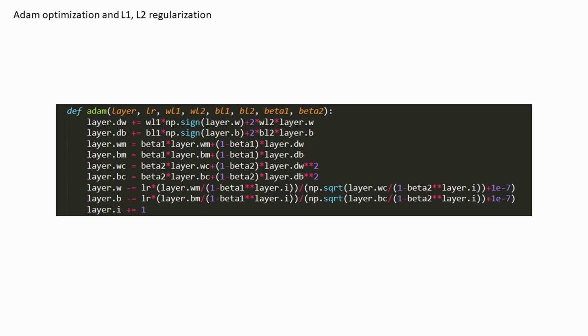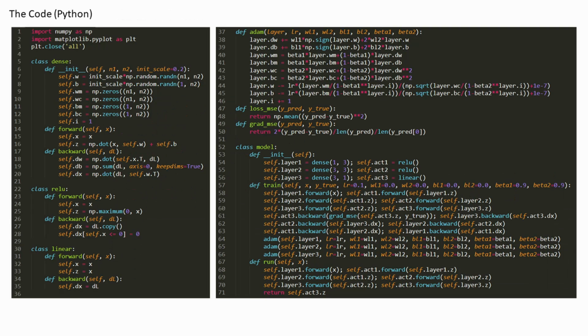One last note, I've also included the L1 and L2 regularization in this function. This kind of regularization prevents individual parameters from dominating significance by suppressing any parameters that get too high in magnitude relative to others. Full code is on these next two slides.